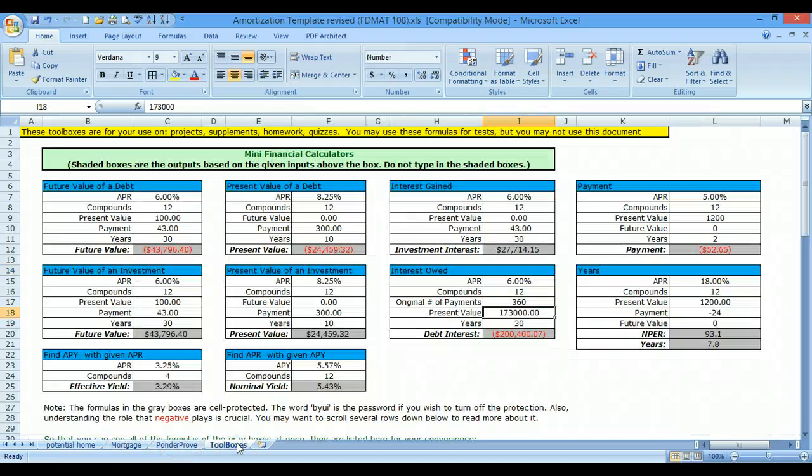Or you can use it on homework supplements or in your homework or quizzes. However, you cannot use this document for tests. You can use these formulas for tests. You'll just have to pull up Excel and make it work like a calculator all on your own.